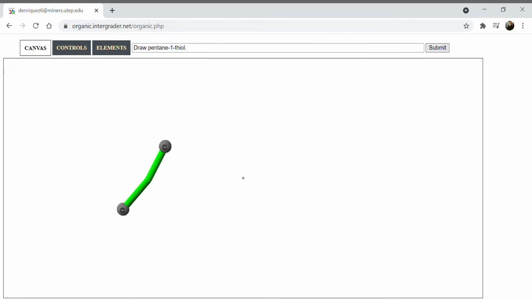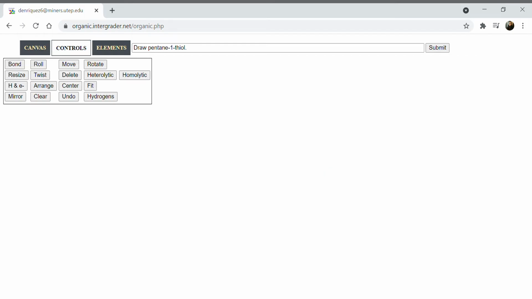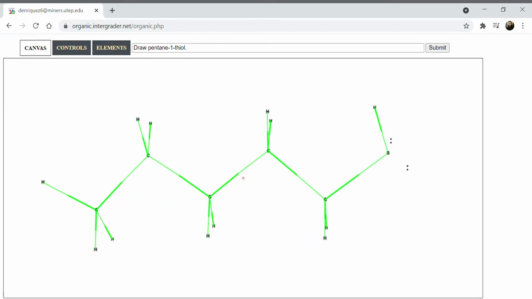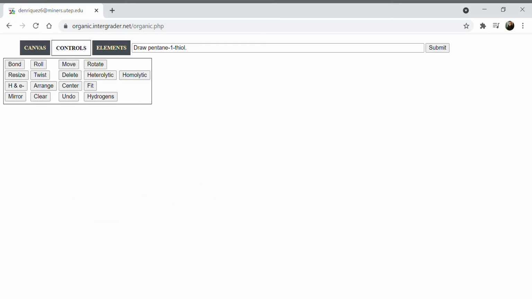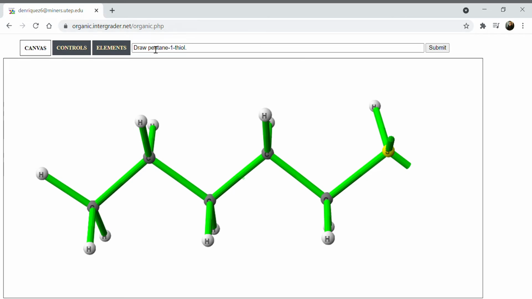Okay, pentane, 5-carbon chain, and a thiol at the 1 position. Add my hydrogens and hit arrange. And there's no chiral center indicated, so good to go. Just make sure I have the right amount of carbons, which I do.